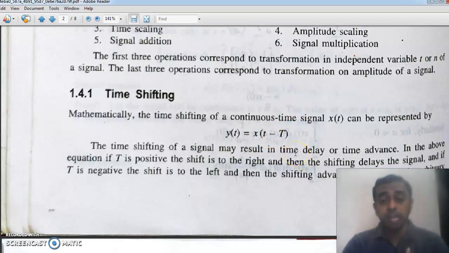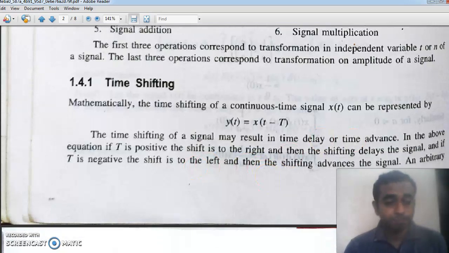We can delay the signal or advance the signal. That is called time delay or time advance. So if I perform y of t is equal to x of t minus capital T, then what happens in the above equation? If T is positive, the shift is to the right, and then the shifting delays the signal, and if T is negative, the shifting is to the left, and then the shifting advances the signal.